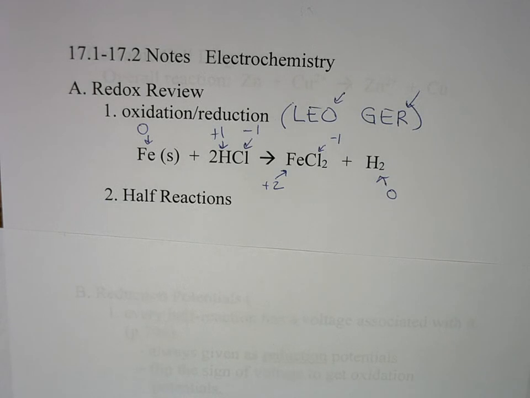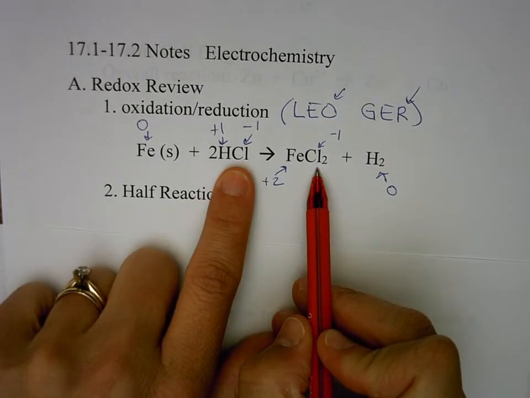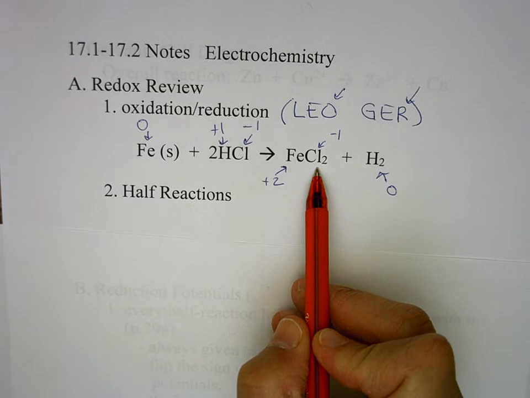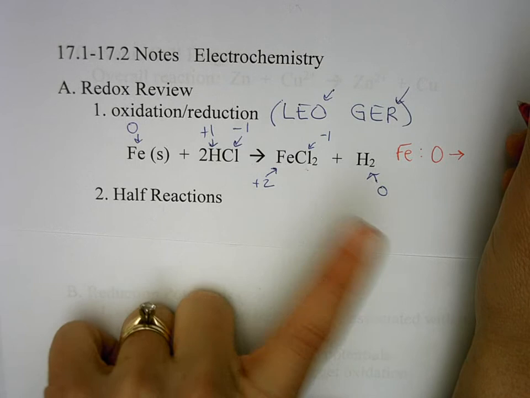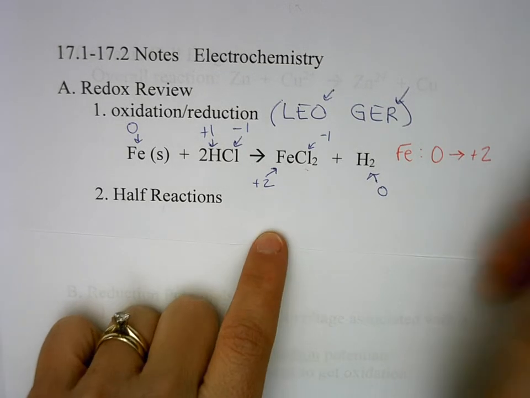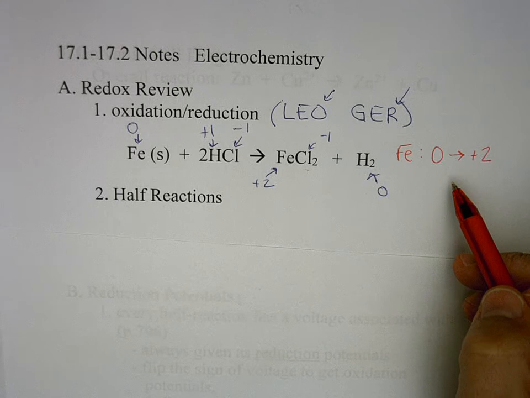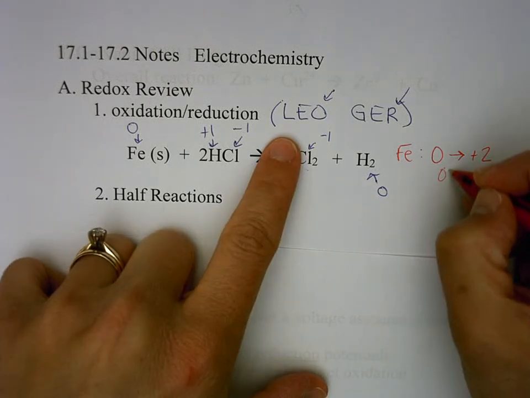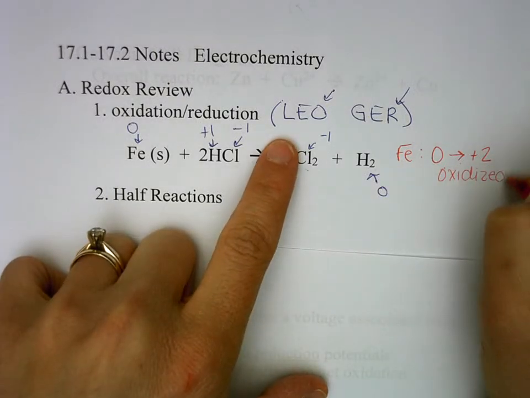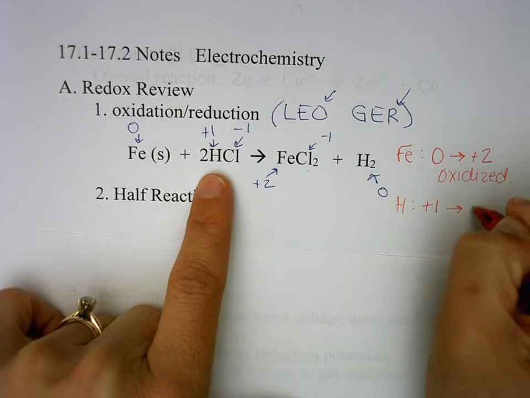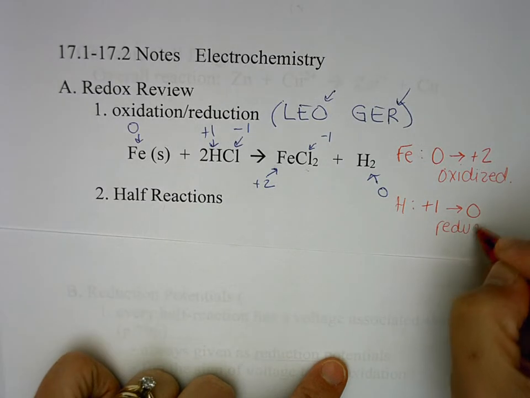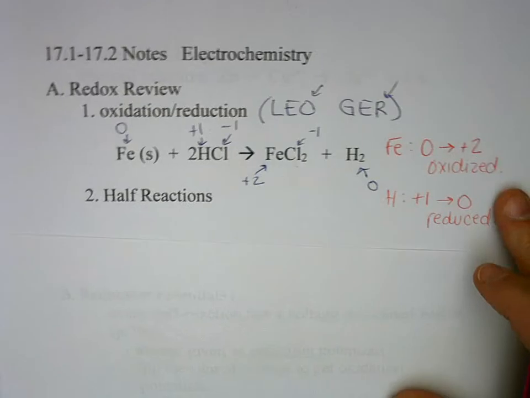To figure out which one's being oxidized and which is being reduced, you look at how those oxidation numbers have changed. Chloride ions stayed -1 the whole time. Iron went from 0 to +2. Was that a gaining or losing of electrons? Losing, so that is oxidized. The other one, hydrogen, went from +1 to 0. That was gaining electrons, so hydrogen is the thing being reduced.